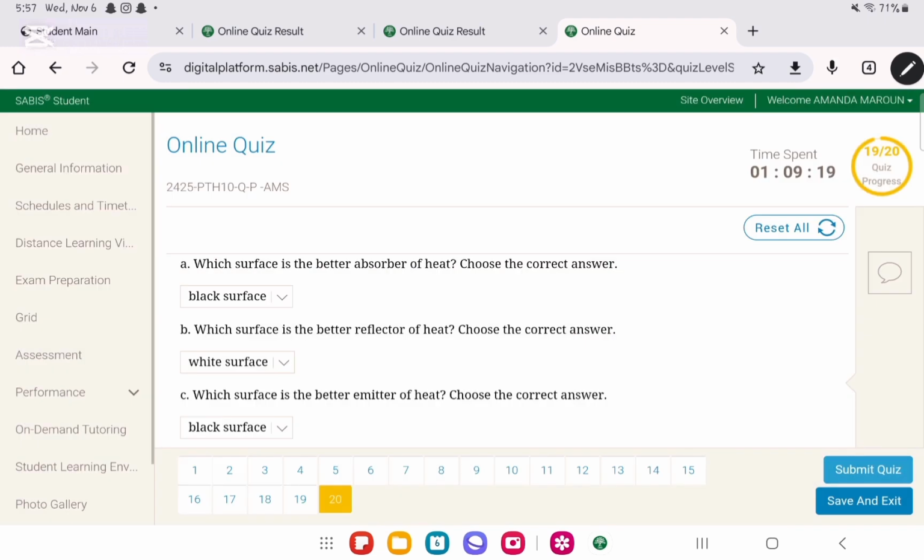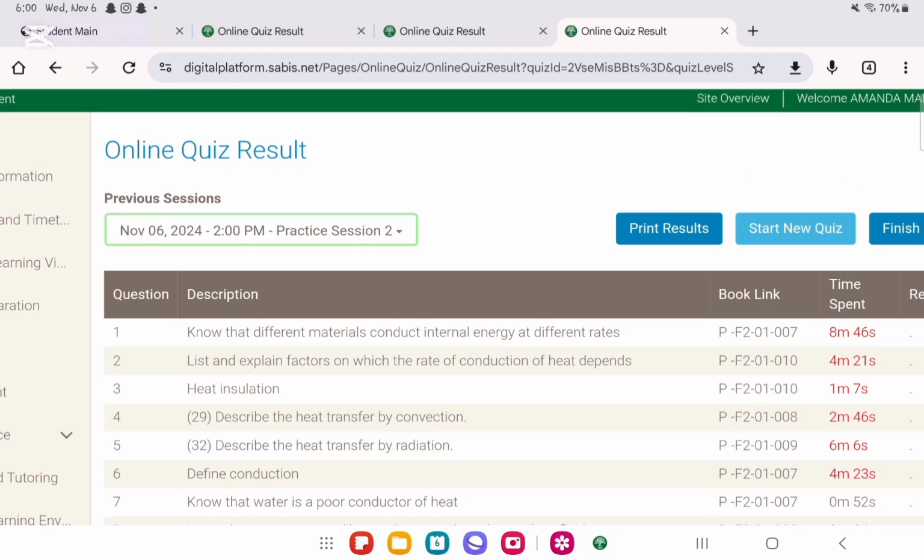So let's submit, and inshallah we don't have any mistakes. And alhamdulillah, we don't have any mistakes.